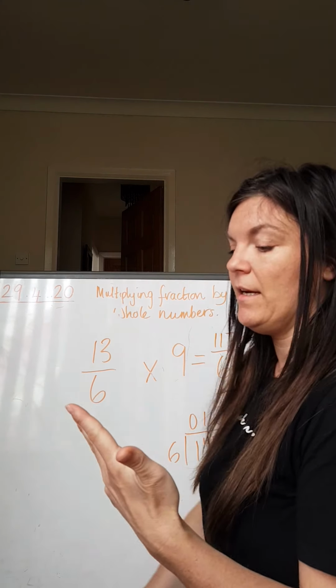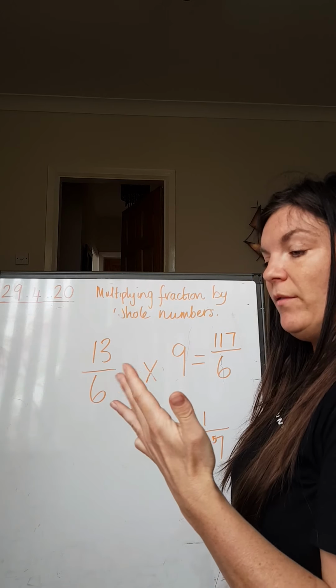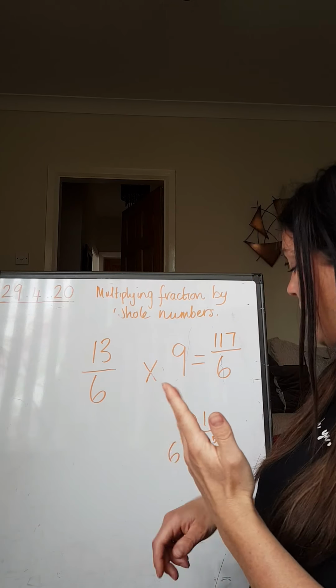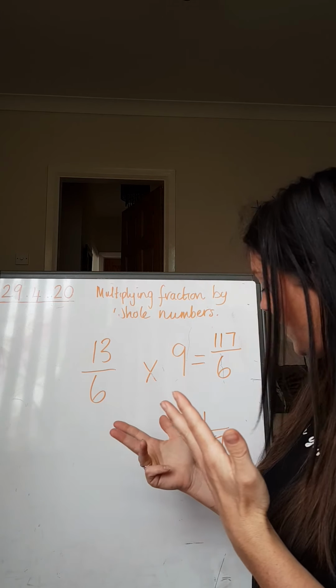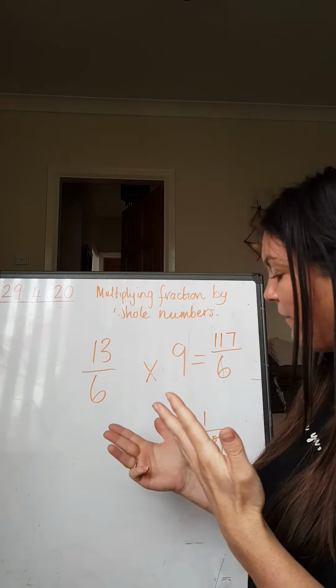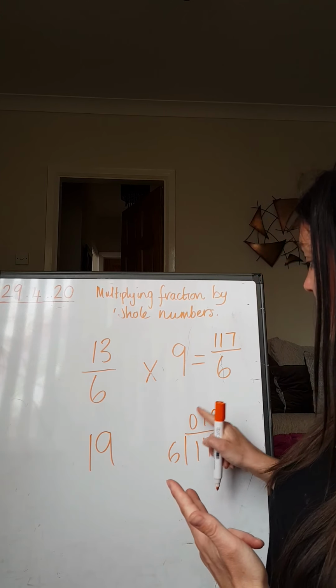6, 12, 18, 24, 30, 36, 42, 48, 54. So I can fit in 9. Can't get a 60, 54, 55, 56, 57. So the answer is going to be 19. I've got 19 whole there.